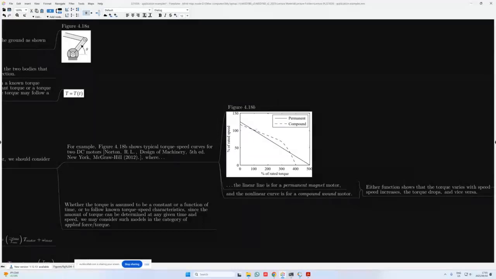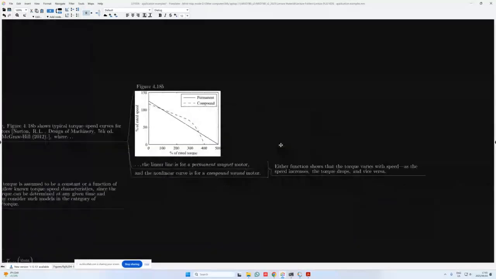And this would be something like a compound wound motor that we have, and that is shown in these dashed lines over here. Now, either function shows that the torque varies with speed. So as the speed increases, the torque drops, and vice versa.